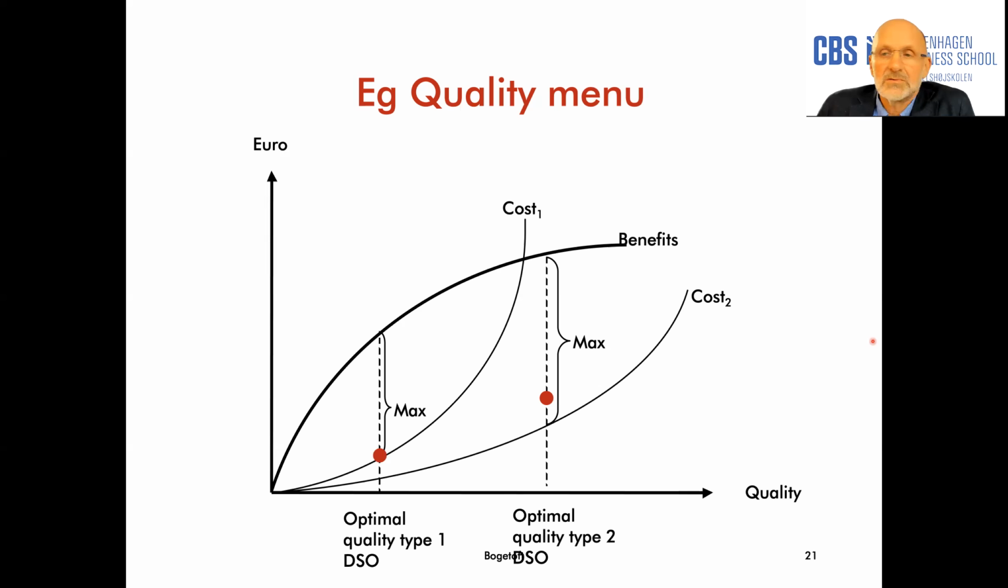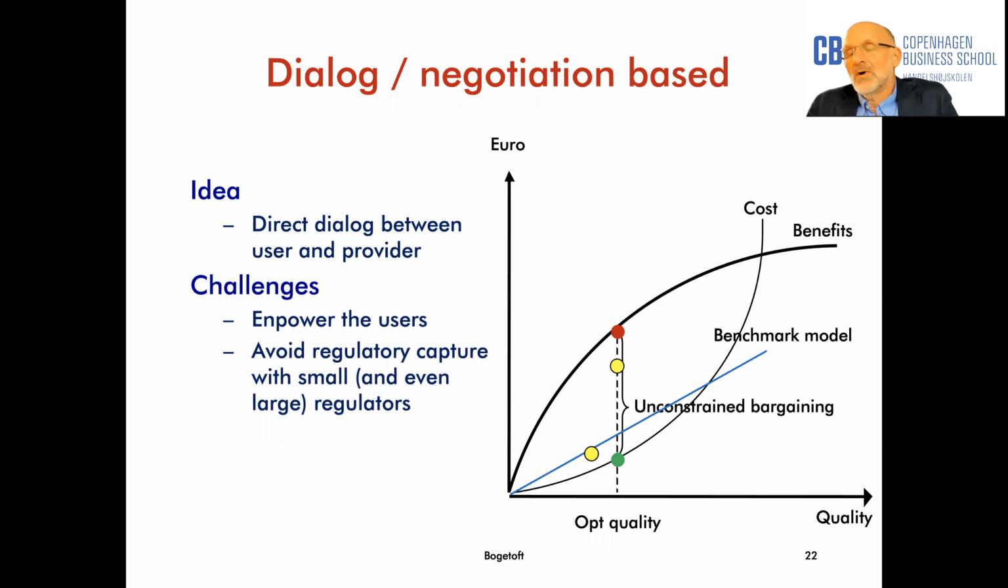You can also have another kind of regulation where you do more like a dialogue or negotiation-based regulation, where, again, if we have quality here, you have benefits and you have cost, you could imagine that the consumers and the companies are negotiating how to share this gain from quality adjustment.